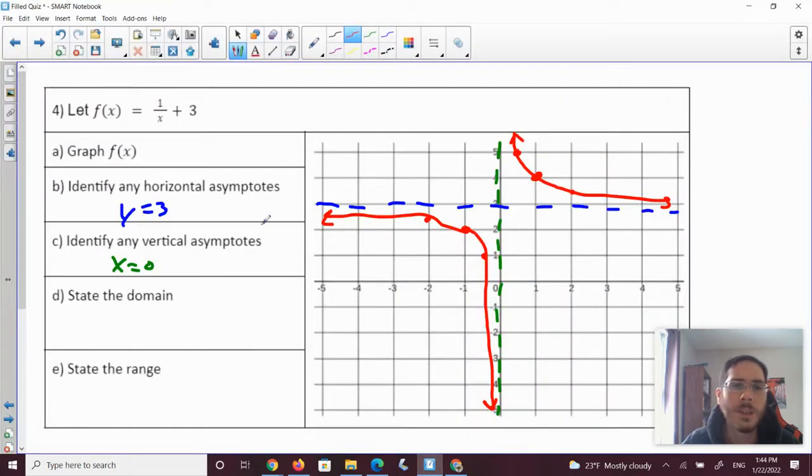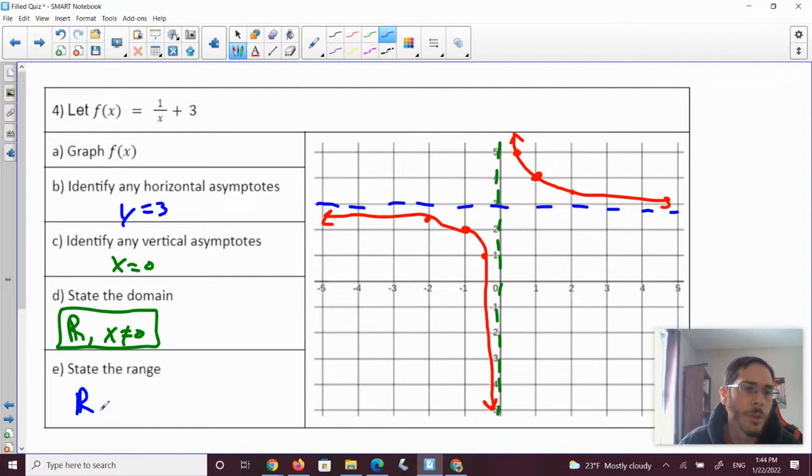All right, state the domain. So again, the domain is all real numbers, except our asymptote. So it's all real numbers, but x is not allowed to be 0. State the range. Well, for the range, it's going to be all real numbers except our asymptote. So all real numbers. This time y is not allowed to be 1, 2, 3.